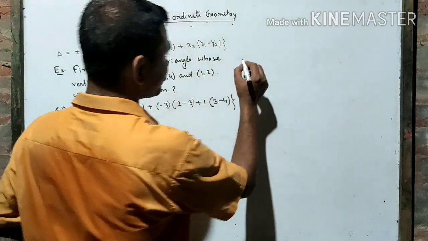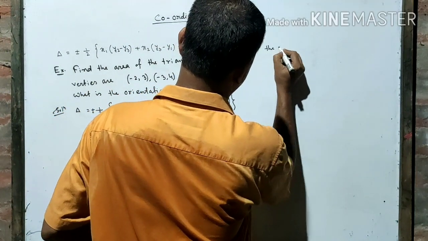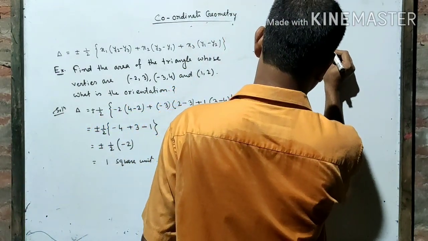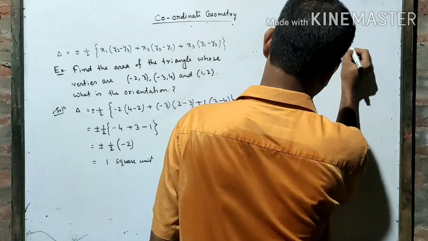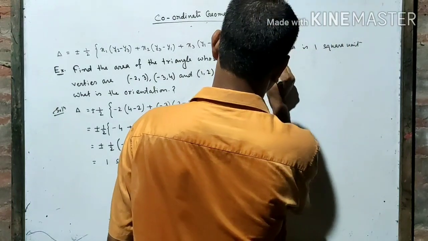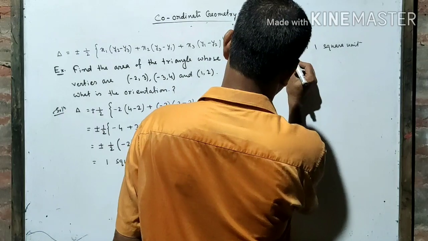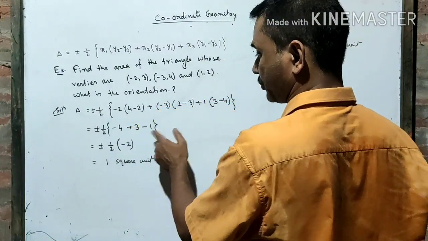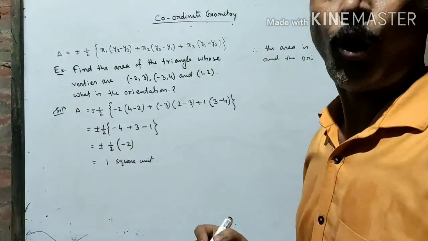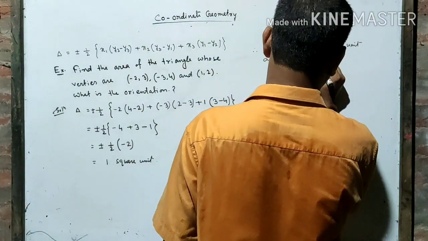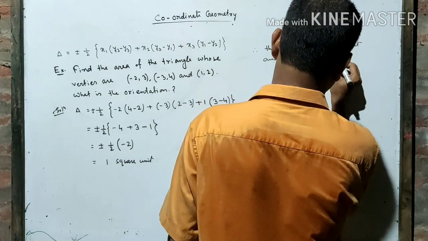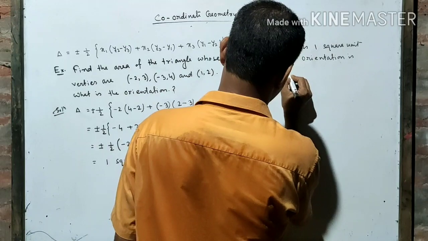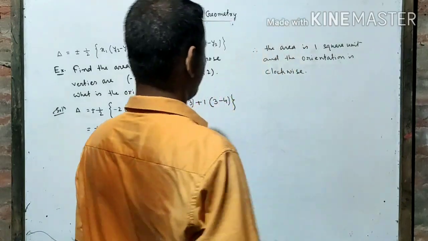Therefore, the area is 1 square unit and the orientation, from this sign, the sign that comes within the bracket will give us the orientation, and the orientation is clockwise. Okay.